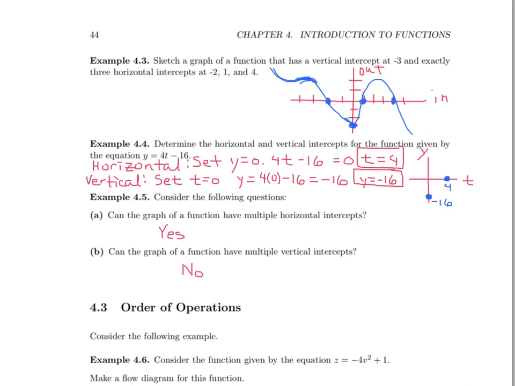For example, if I look at the graph that we drew above, this function has 1, 2, 3 horizontal intercepts. In other words, if I take the values -2, 1, and 4 and I substitute them into the function, I get the value 0 as an output every single time. So I have 3 values which when I put them into the function all yield 0, and there's no problem with that.